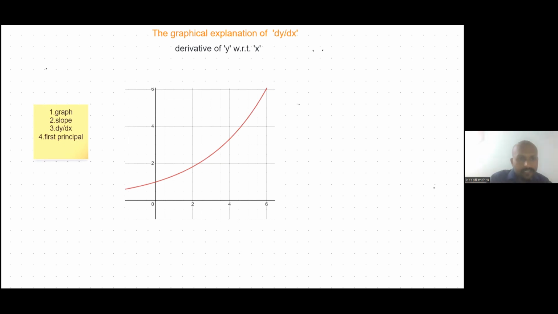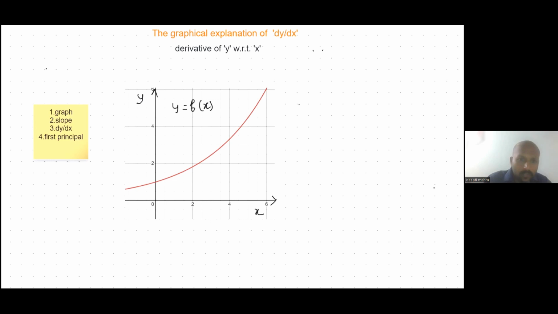This is the y axis, as most of you must know, and this is the x axis. When we say y is a function of x, here x is the independent variable and y is the dependent variable, and we write y is a function of x. Before understanding dy by dx, we need to understand the slope of the function.